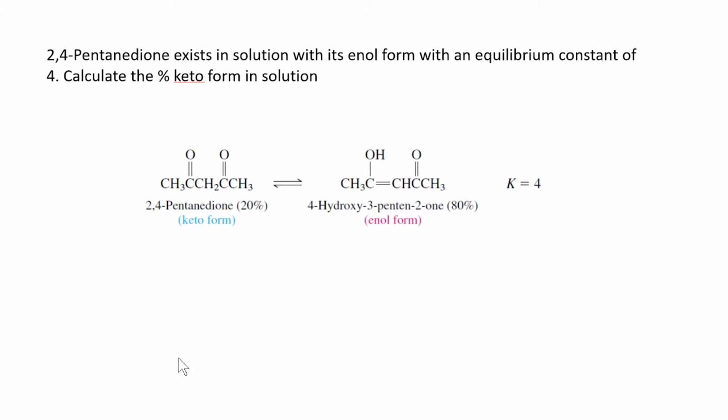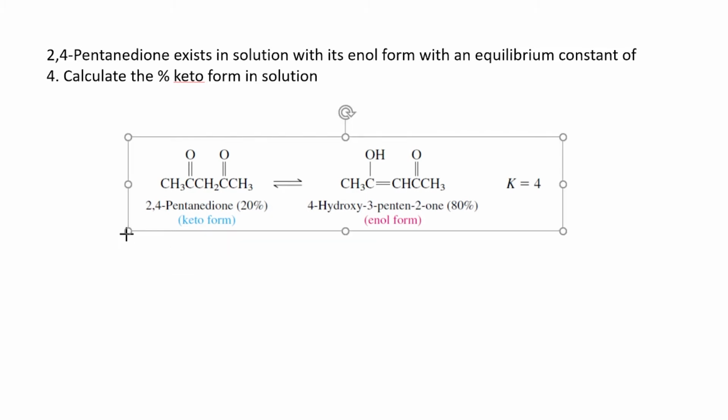We've already discussed this. 2,4-pentanedione exists in solution with its enol form with an equilibrium constant of 4. So calculate the percentage of keto form in solution. Okay, so this solution is fairly straightforward.